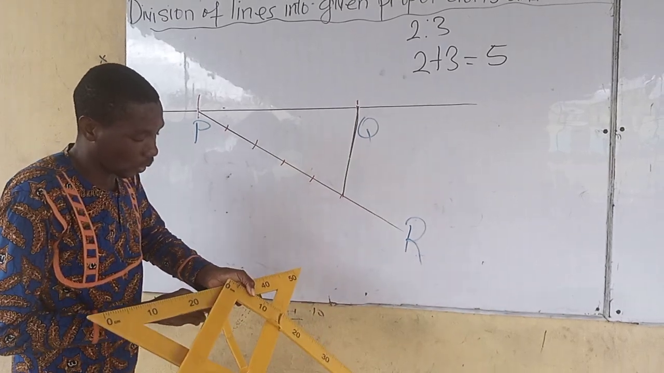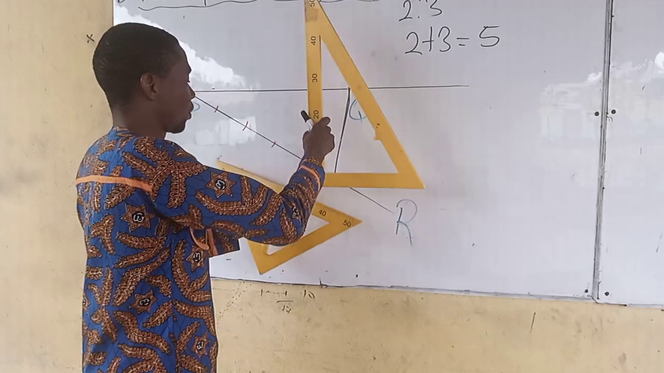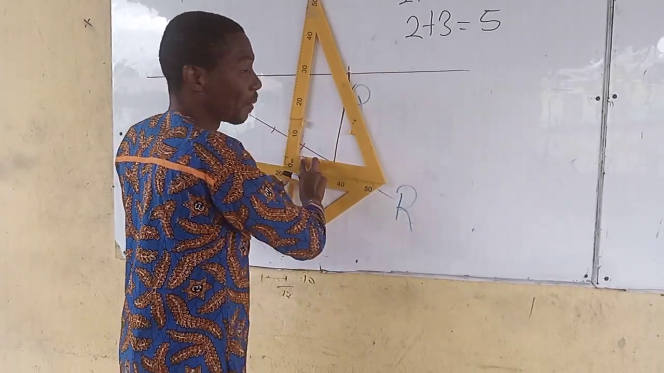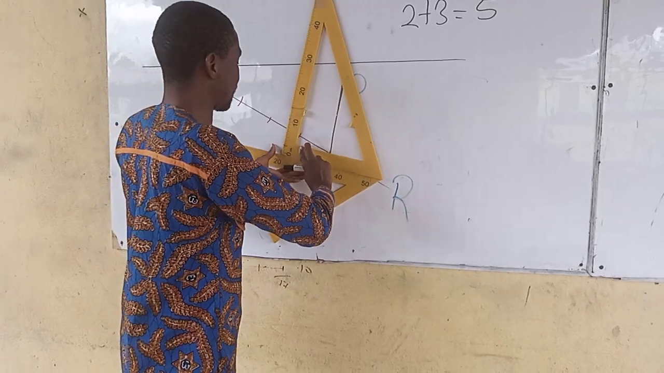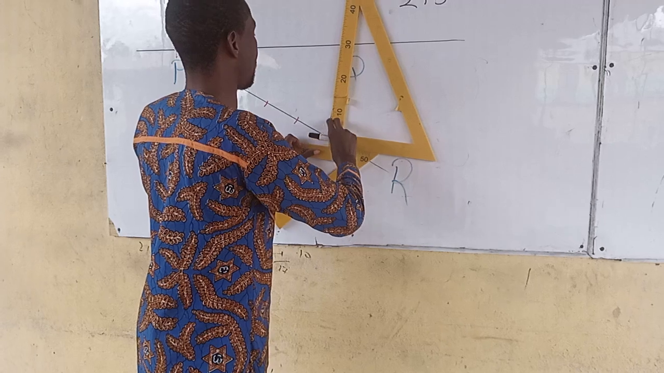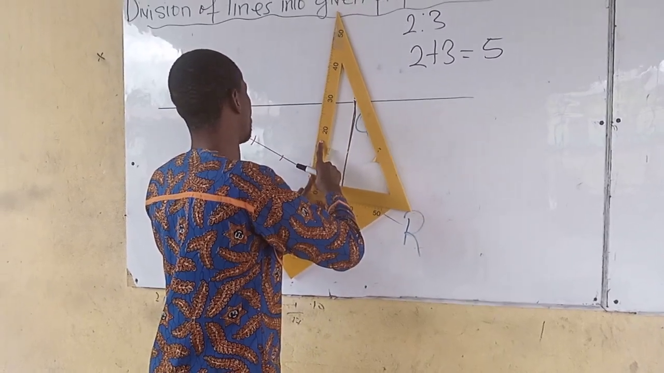Very good. So we are not done. Let's continue. With the 45 degree set square, place it at the base. Press it very firmly, then you begin to push it forward.